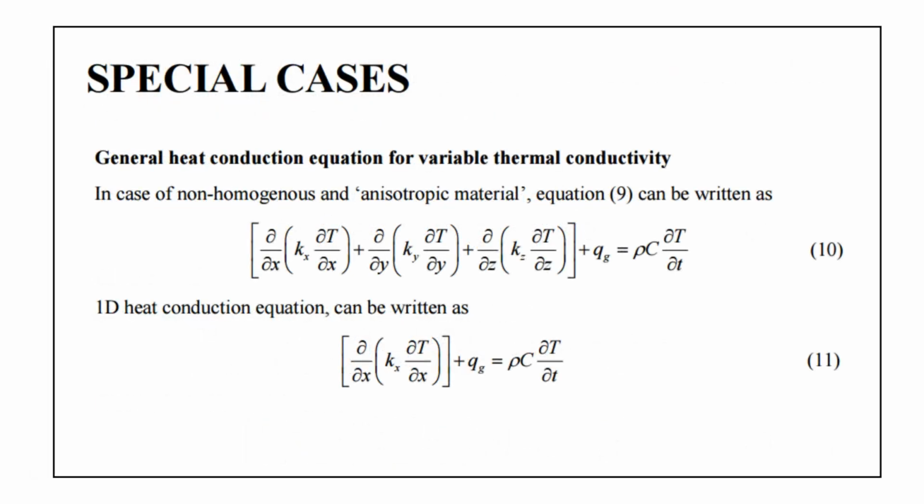Special case, variable thermal conductivity. In case of non-homogeneous and anisotropic material, the equation becomes ∂/∂x of kx times ∂T/∂x plus ∂/∂y of ky times ∂T/∂y plus ∂/∂z of kz times ∂T/∂z plus Q dot equals rho times c times ∂T/∂t. One-dimensional heat conduction: ∂/∂x of k times ∂T/∂x plus Q dot equals rho times c times ∂T/∂t.